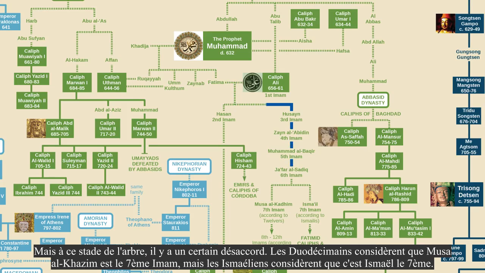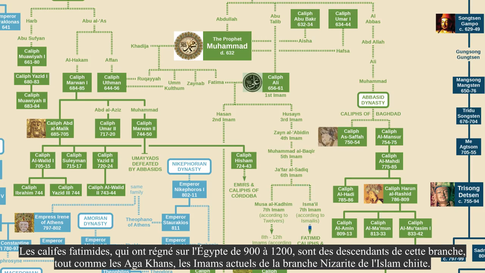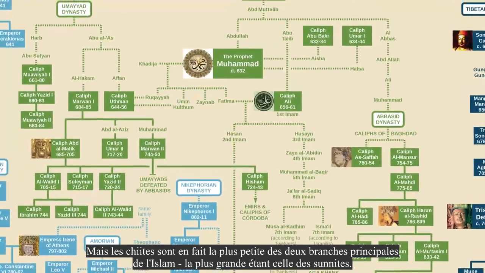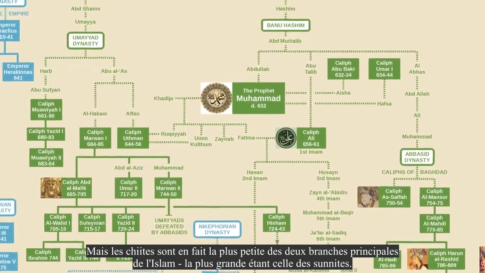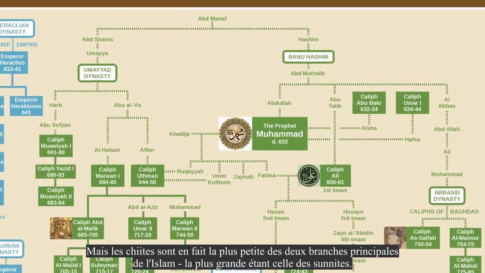At this point in the tree, there is some disagreement. Twelvers consider Musa al-Kadhim to be the 7th Imam, but Ismailis consider Ismail to be the 7th. The Fatimid caliphs who ruled Egypt from 900 to 1200 were descendants from this branch, as are the Aga Khans, the modern-day Imams of the Nizari branch of Shia Islam. But Shias are actually the smaller of the 2 main branches of Islam, the larger branch being the Sunnis.